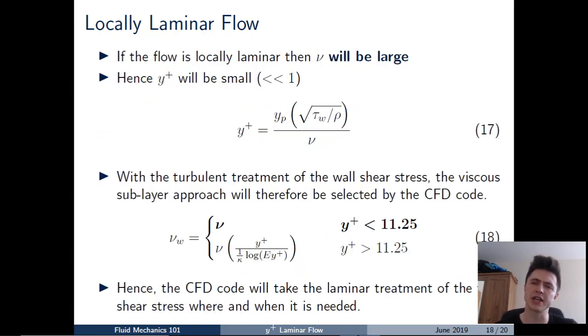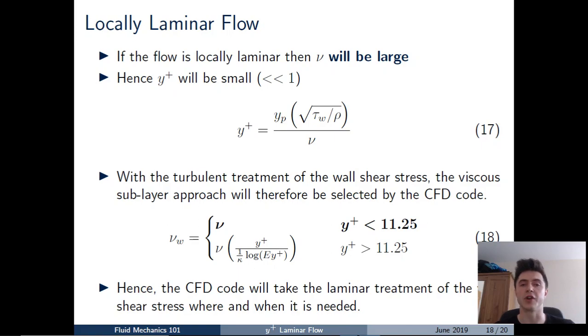So how does the CFD code distinguish between a locally laminar flow or a locally turbulent flow? Now, in that previous example that we saw where we had water with a thick layer of some type of sludge near the wall, that will result in the value of nu, or the material property of the fluid, being very large near the wall, because the flow is very viscous near the wall.